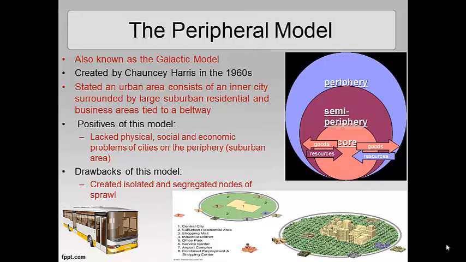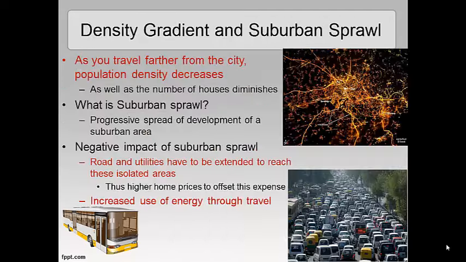Now there are some positives of this model. Obviously, the periphery areas, or suburban areas, lack the physical, social, and economic problems that we talked about last video in inner cities. But a big drawback of this model is that it created isolated and segregated nodes of suburban sprawl. So going back to core and periphery, the core is the central city. The periphery is the suburban area, and resources such as workers are going from the periphery to the core area. Let's talk about density gradient and suburban sprawl.